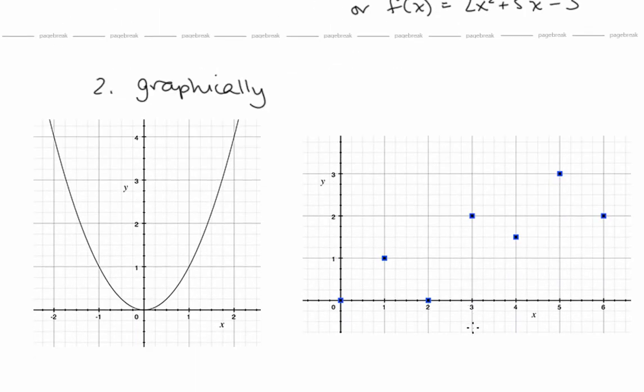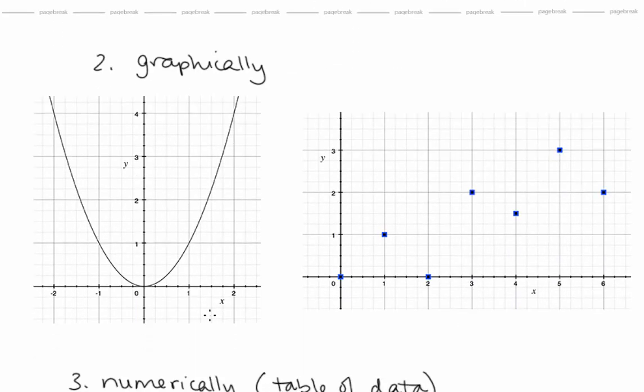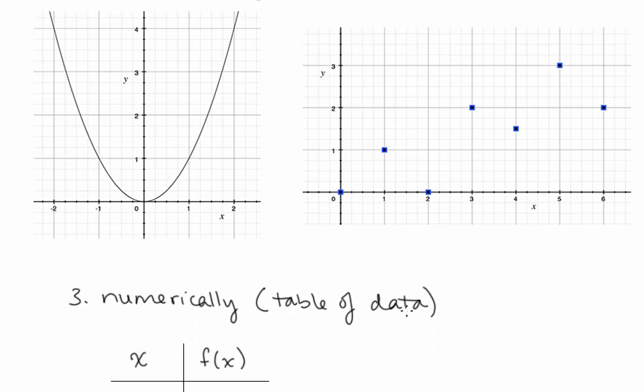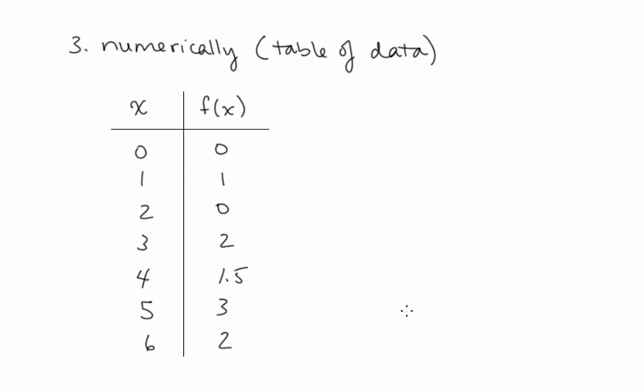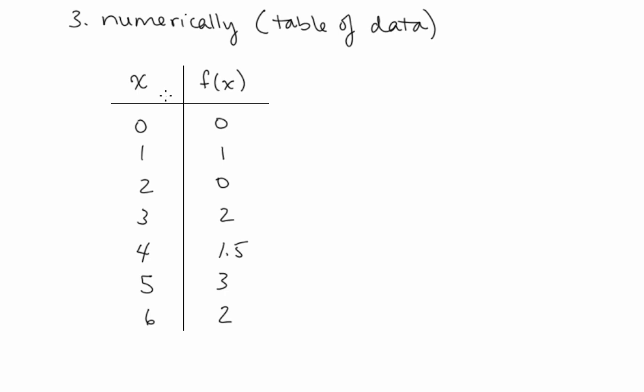We also see graphical notation for a function, and with graphs we're getting a visual representation of the relationship between x and y. Here we have the graph of a curve, which happens to be a parabola, and here we have a discrete set of points. We also could be given our function numerically by a table of data. So here's a list of the x values and their corresponding y values, or f of x values.